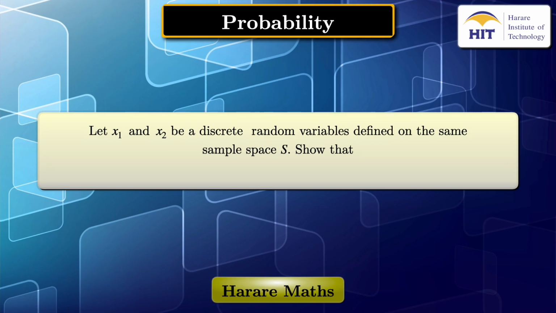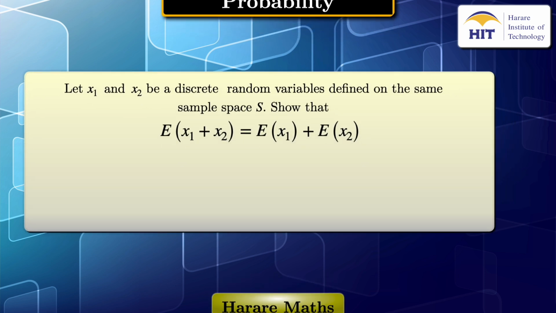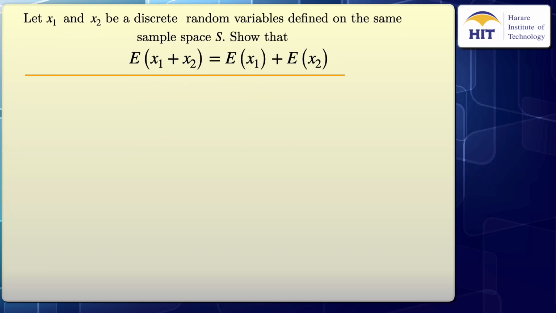Let x1 and x2 be discrete random variables defined on the same sample space S. In this video, I'm going to show that the mean of x1 plus x2 is equal to the mean of x1 plus the mean of x2. So that's what we want to show there. I'll start by looking at what we are given there.